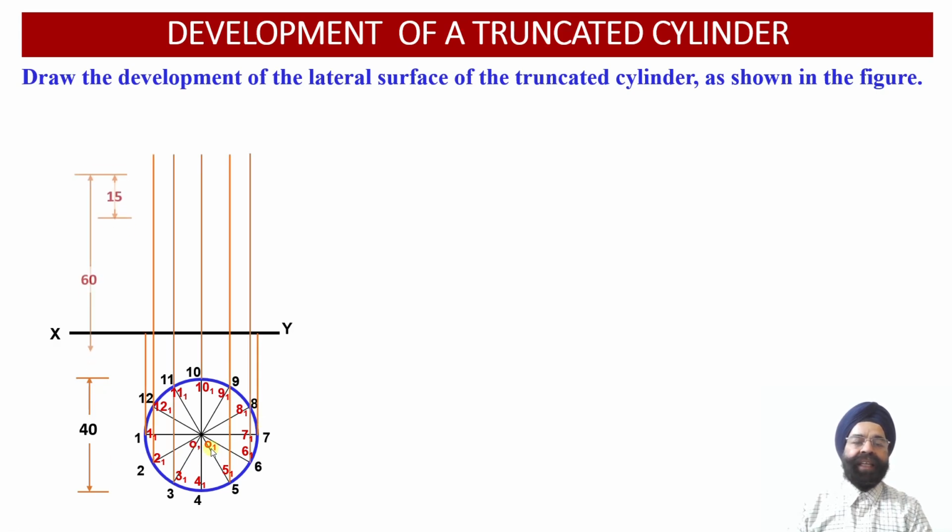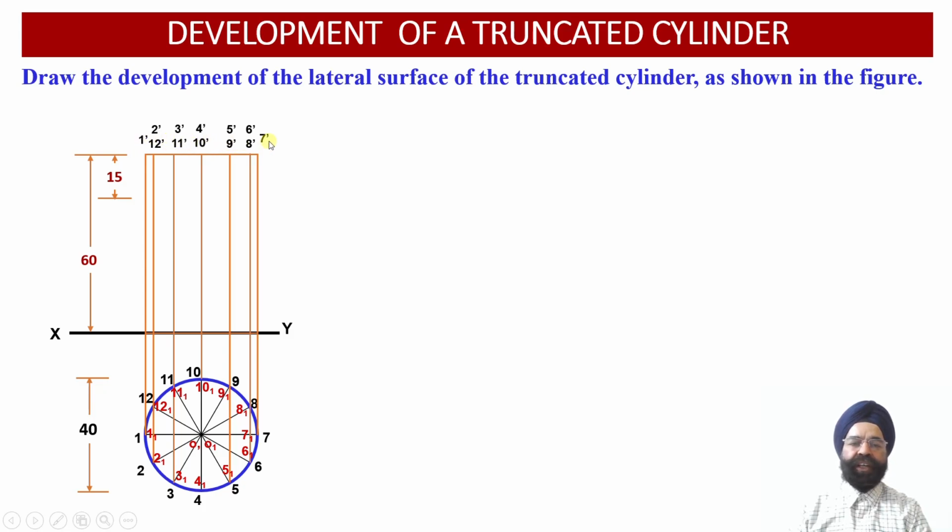Now we know that the height of the cylinder happens to be 60 millimeter. From all the 12 points of the base and the top face of the cylinder, we are going to draw vertical projectors into the elevation view, and we will obtain 12 points corresponding to the top face of the cylinder, and then the 12 points corresponding to the base of the cylinder, which have been marked onto the XY reference line.